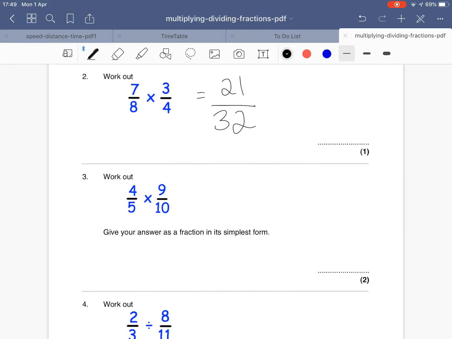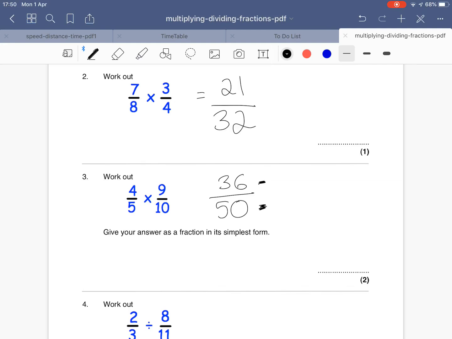This one, work out 4/5 times 9/10, give your answer as a fraction in its simplest form. So this one you're probably going to be able to simplify. So 4 times 9, that's 36, and 5 times 10 is 50. So we can simplify that. You need to think of the highest number that goes into 36 and 50. So you want the factors of 36 and the factors of 50, and then you want to divide by that.